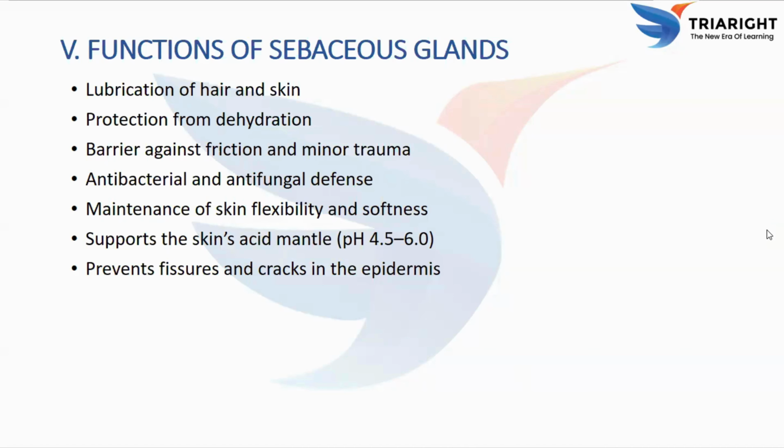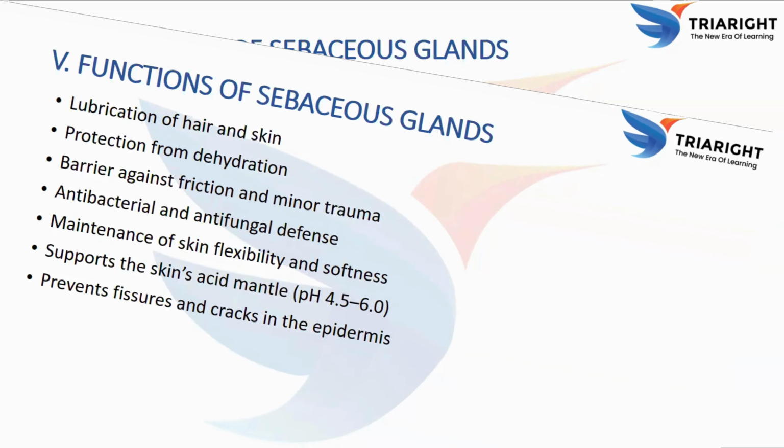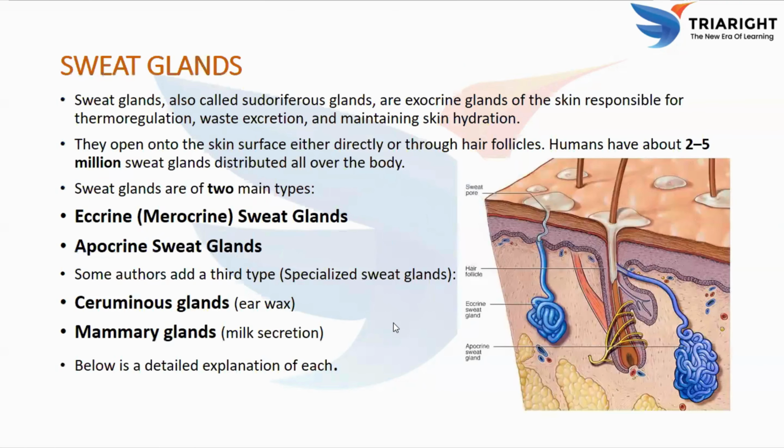So this is all about the sebaceous glands, one of the important glands of the integumentary system. So now let's go into sweat glands. So what are sweat glands? Sweat glands are also called the sudoriferous glands. They are the exocrine glands of the skin that release the sweat onto the skin surface through the ducts.